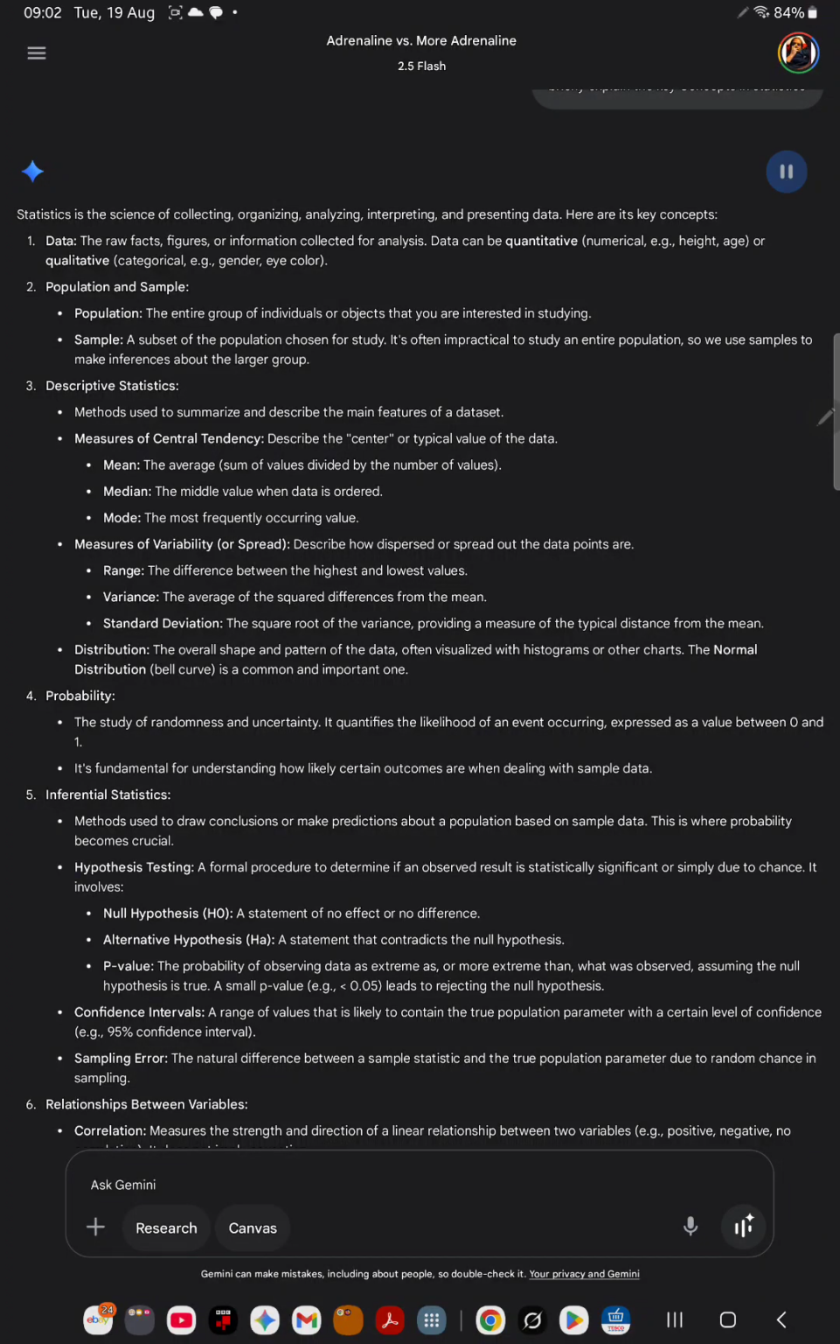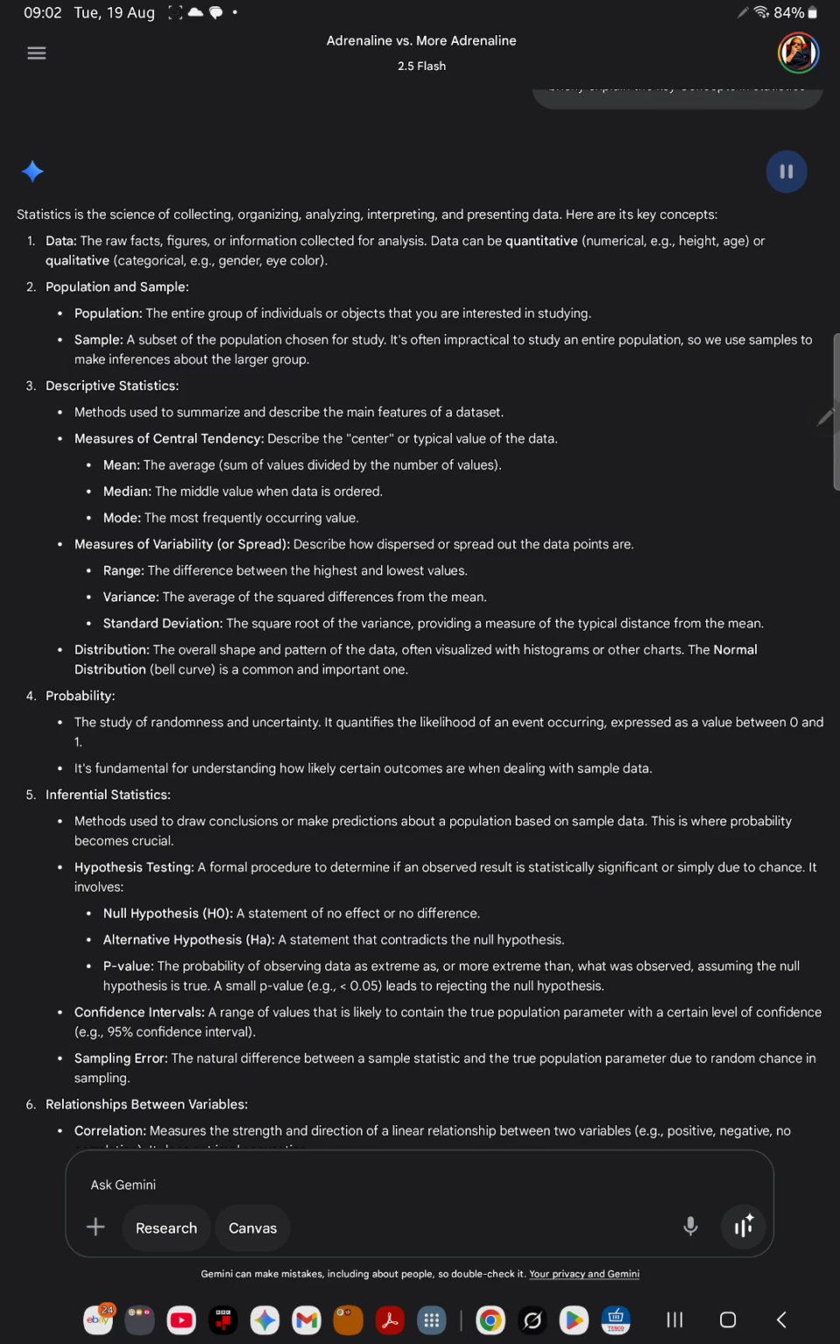Statistics is the science of collecting, organizing, analyzing, interpreting, and presenting data. Here are its key concepts. 1. Data: the raw facts, figures, or information collected for analysis. Data can be quantitative (numerical), e.g., height, age, or qualitative (categorical), e.g., gender, eye color.